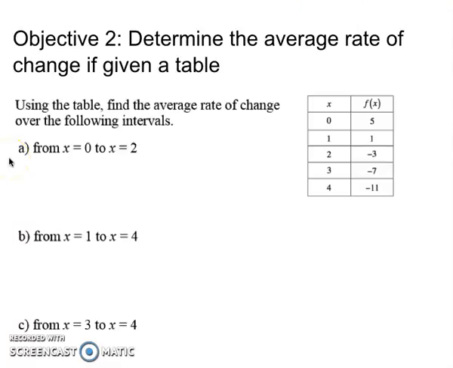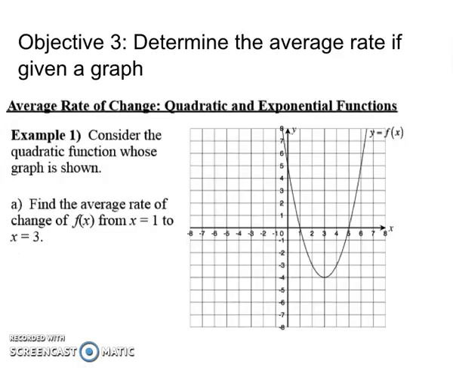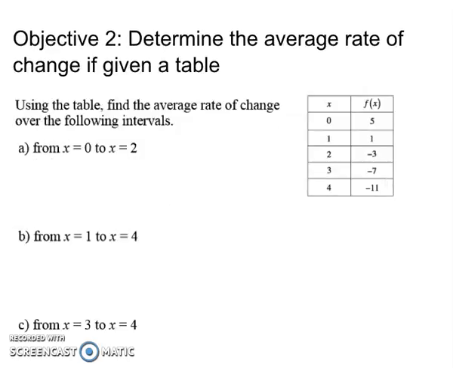Alright, in this video I'm going to go over Objective 2, determining the average rate of change if given a table. Remember, functions can be given to you as an expression, a table, or a graph. And then I'm also going to go over determining the average rate of change if given a graph. Pretty quick and easy ways to go about this.